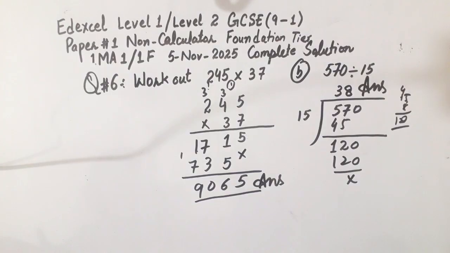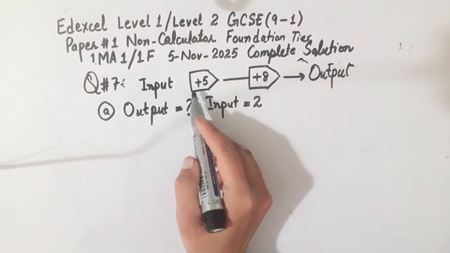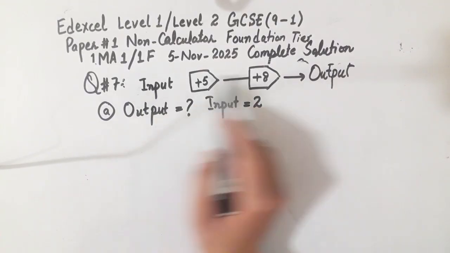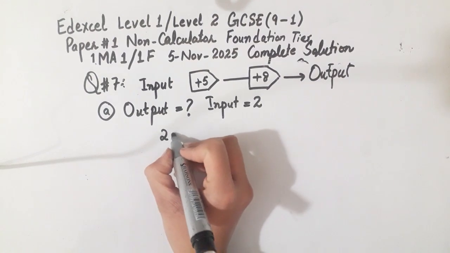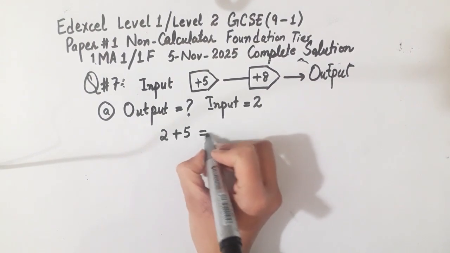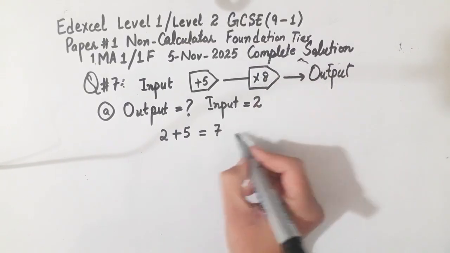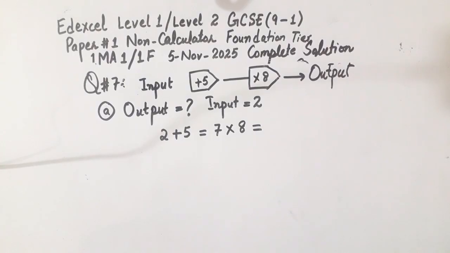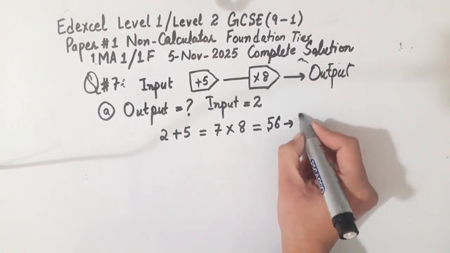Now we will solve question number 7. You have to find the output when the input is given 2. This is a number machine. So input is 2, then 2 plus 5, that will be 7, and 7 is multiplied, here is the sign of multiplication, by 8. 7 multiply 8 will be 56. So 56 is the output.